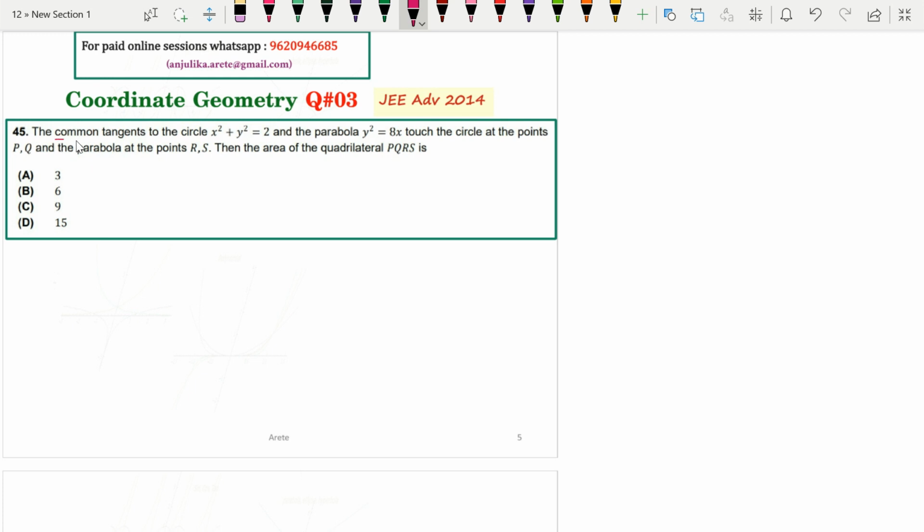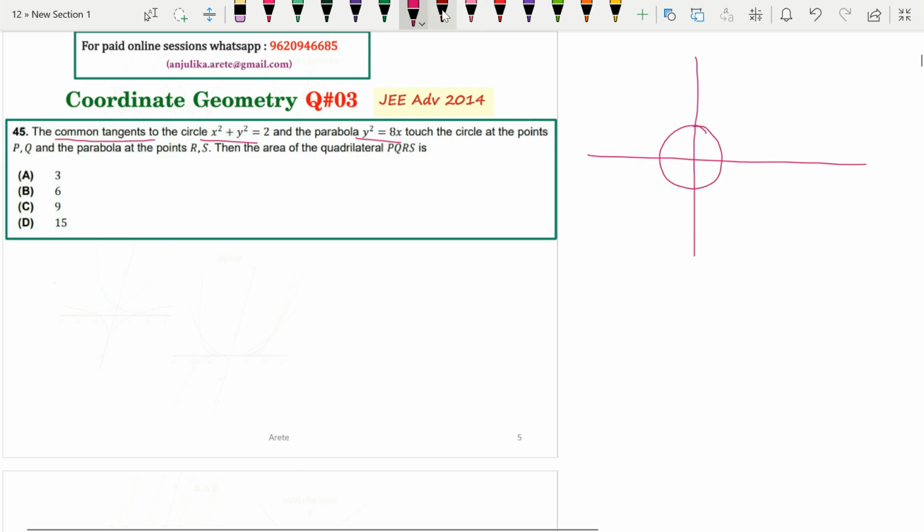The question says there are common tangents to this circle and this parabola. Okay, so first, before reading more, let's draw the circle and that parabola so that we can have common tangents. Let's say this is my circle and you have your parabola which is looking like that. So you have common tangents. Let's try drawing them.